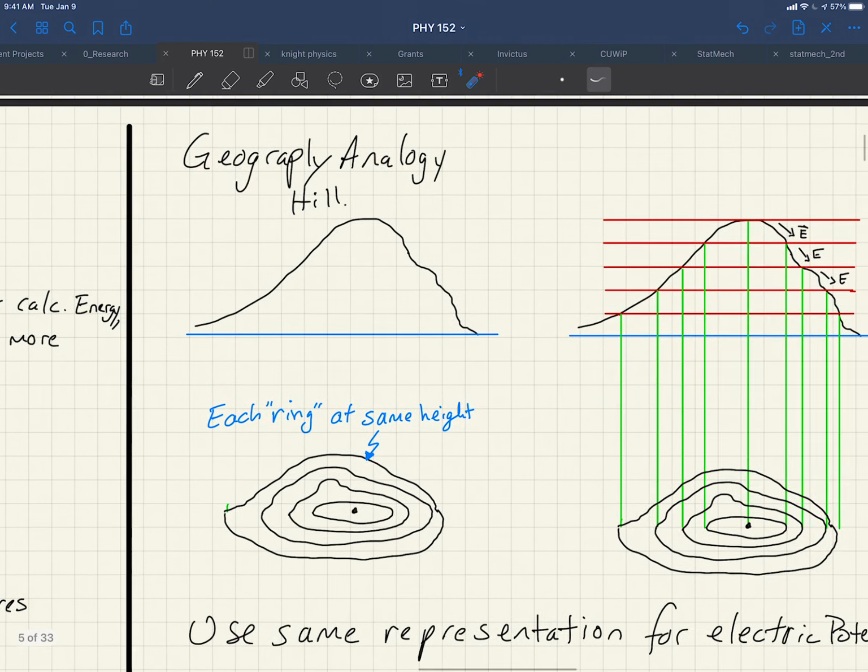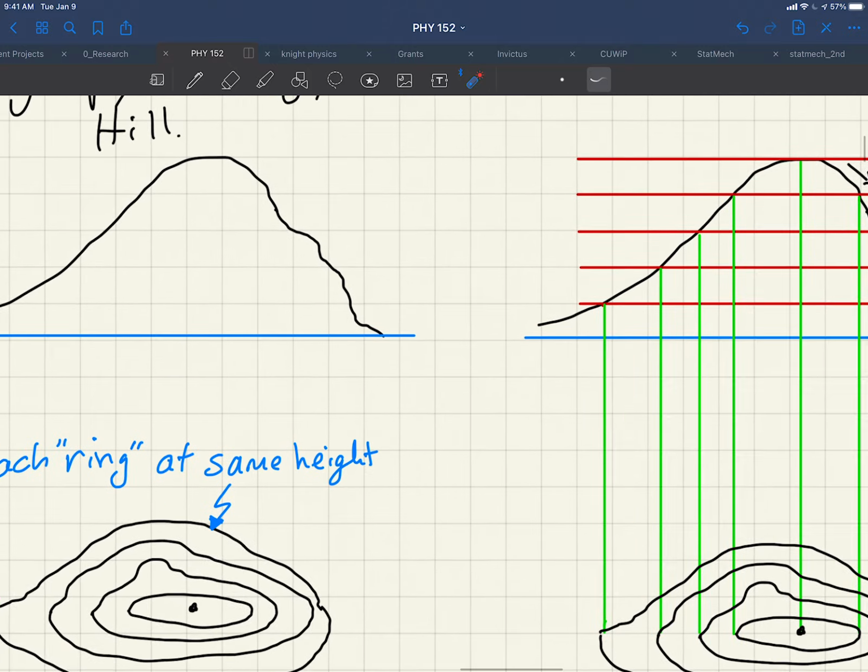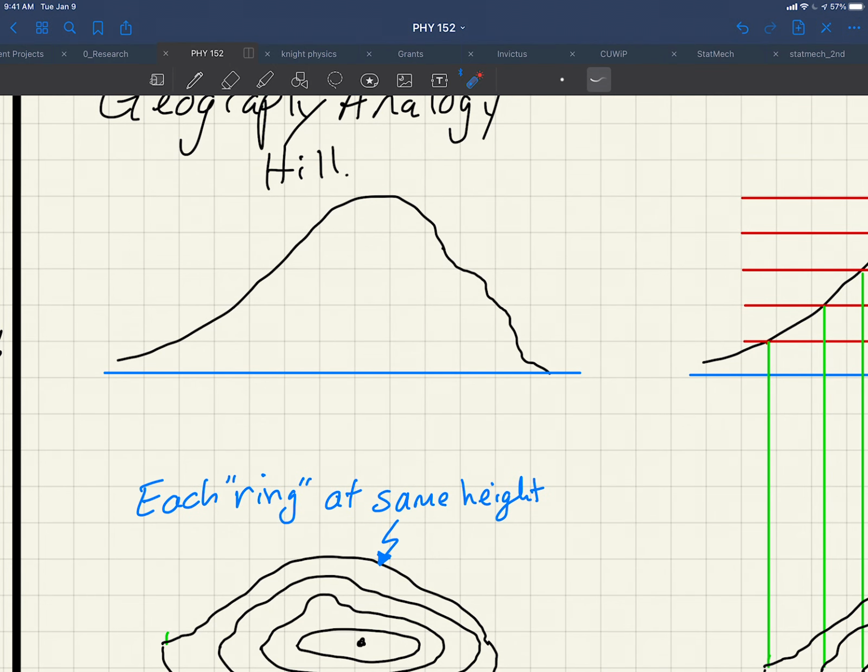So the first thing we're going to do is a geography analogy. Let's imagine I had a hill. As you have probably noticed by now, I'm really not an artist, but I try. So we have this hill, and it comes up and back down. What do we notice about the hill? Well, the first thing, hopefully, you notice is it's not symmetric. That means this side's shape is a little bit different than that side's shape. They're both up and down, but they don't look the same in the middle. I can't fold it in half.